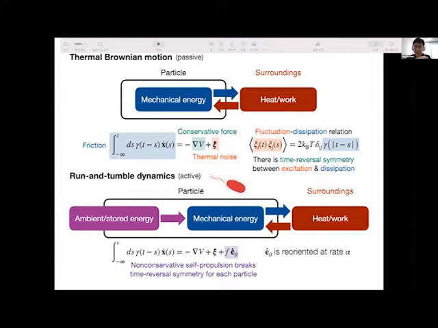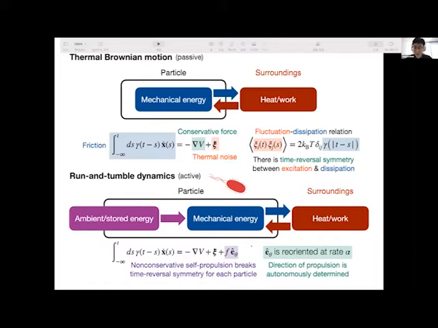And so how this F behaves is not described by the fluctuation dissipation relation, unlike the particle going through thermal Brownian motion. And the direction of this propulsion force is going to be reoriented at a certain rate, which is determined completely by the internal mechanism of this active particle.